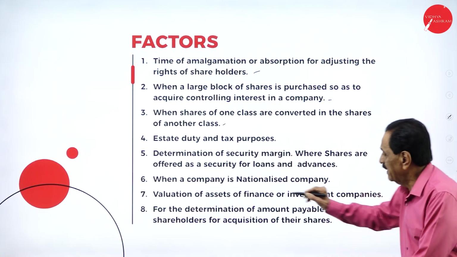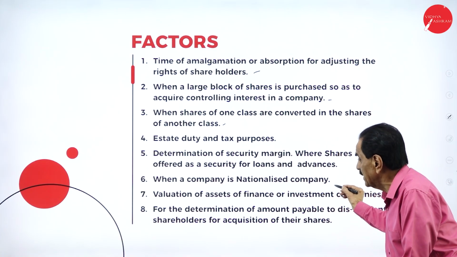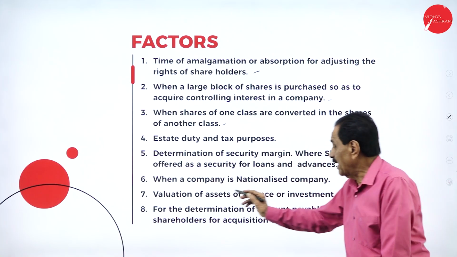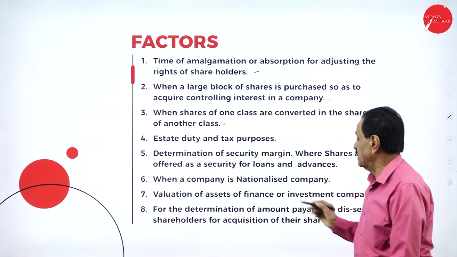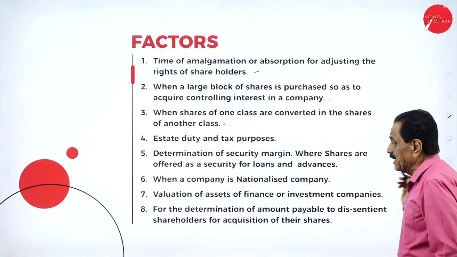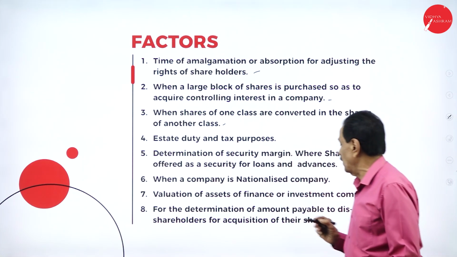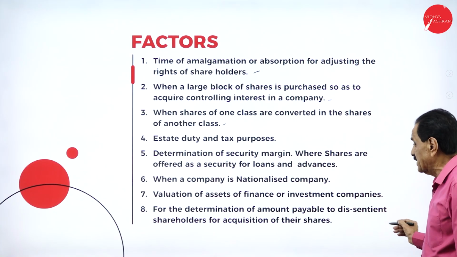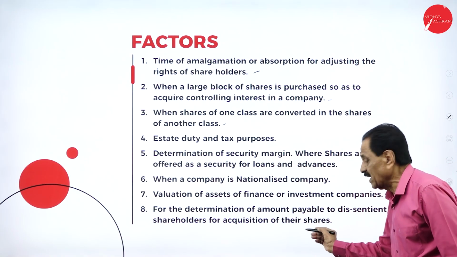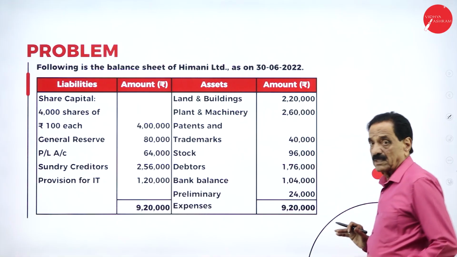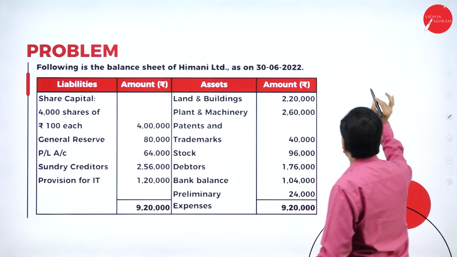Number 6, when a company is nationalized. Valuation of assets of finance or investment companies. For the determination of amount payable to dissident shareholders for acquisition of shares. This is the problem, 15 marks.